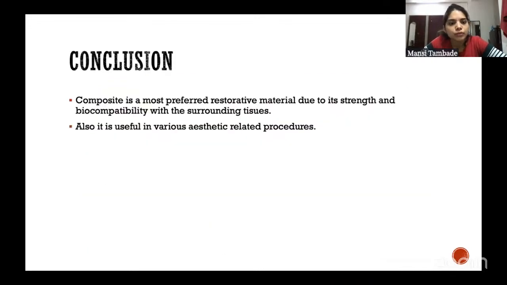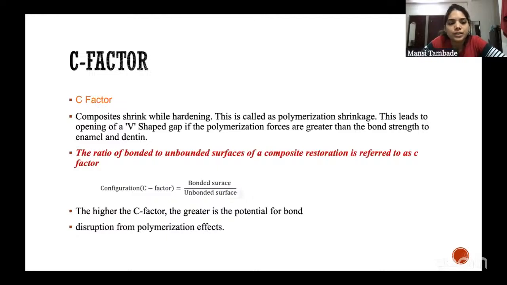Then the conclusion for the composite is that it is the most preferred restorative material due to its strength and biocompatibility with the surrounding tissues. Also, it is useful in various aesthetic related procedures. Then coming to the C factor of composites, it could be a 5-marker question. So you should definitely learn this.